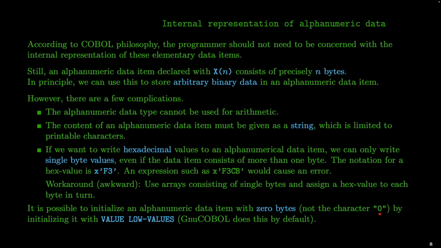And you can initialize the full string with all 0 bytes by using the clause VALUE LOW-VALUES. And in GnuCOBOL you can observe that this is actually done by default. If you do not use the value clause at all, so you leave the variable uninitialized, then GnuCOBOL will implicitly initialize it with zeros, but this is not an official behavior, so it's probably not something you should rely on, and you cannot be sure that other COBOL compilers would handle it the same way.